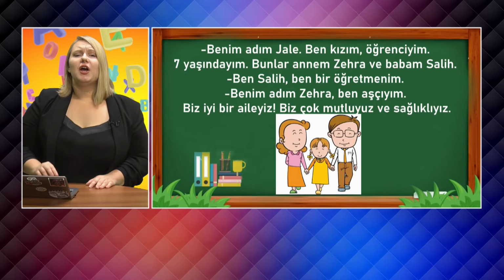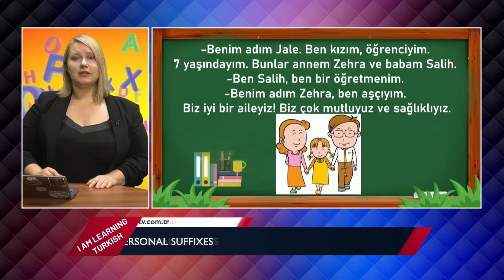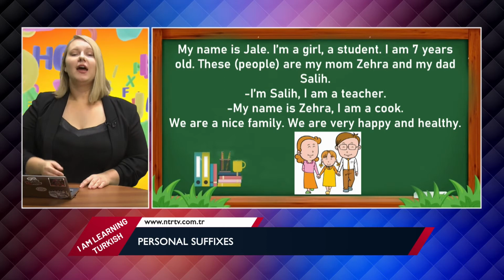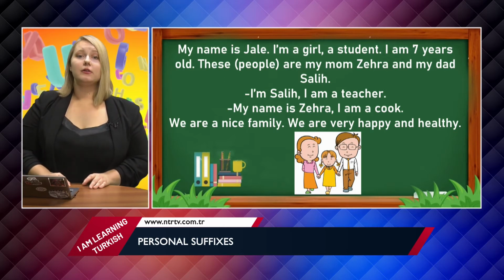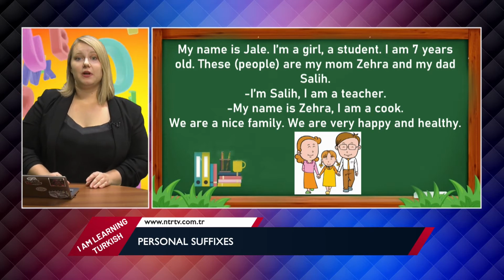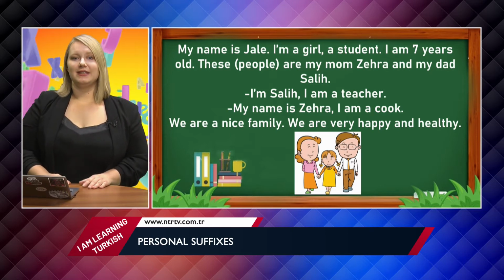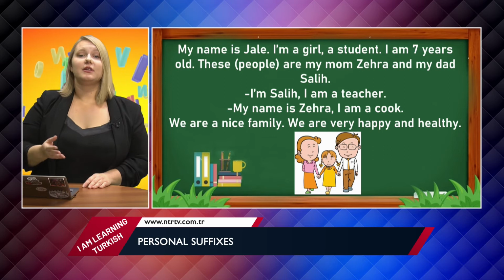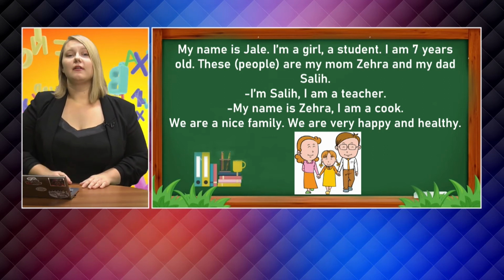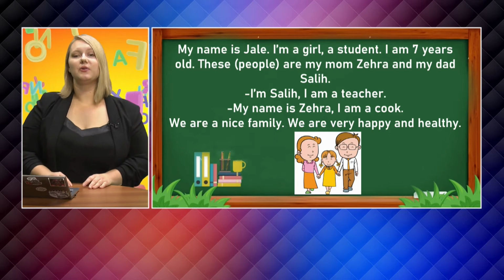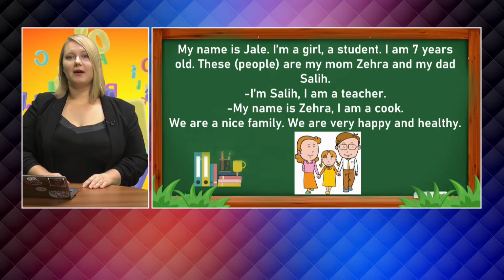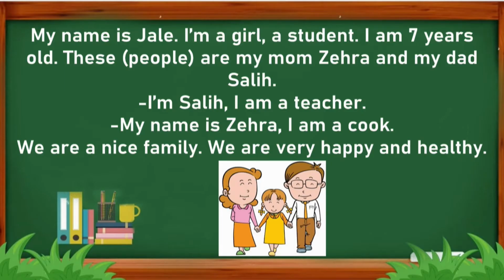In case you didn't catch some words, let's see the translation of this little story. My name is Jale, I'm a girl, a student, I'm 7 years old. These people are my mom Zehra and my dad Salih. He said that he's Salih, he is a teacher, and her mother said that her name is Zehra and she is a cook. We are a nice family, we are very happy and healthy.